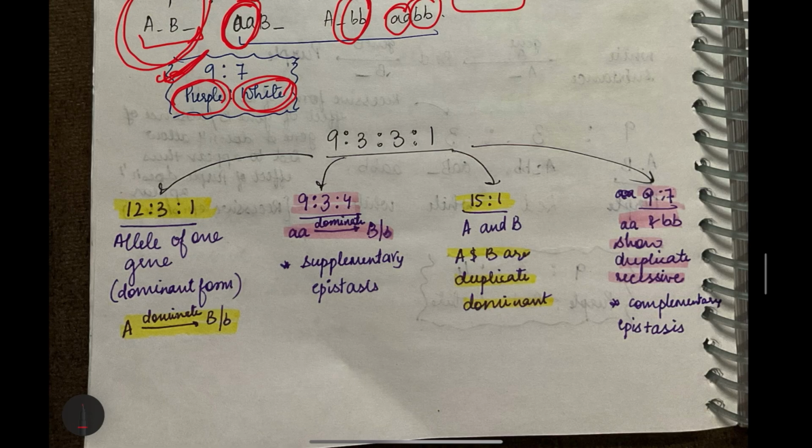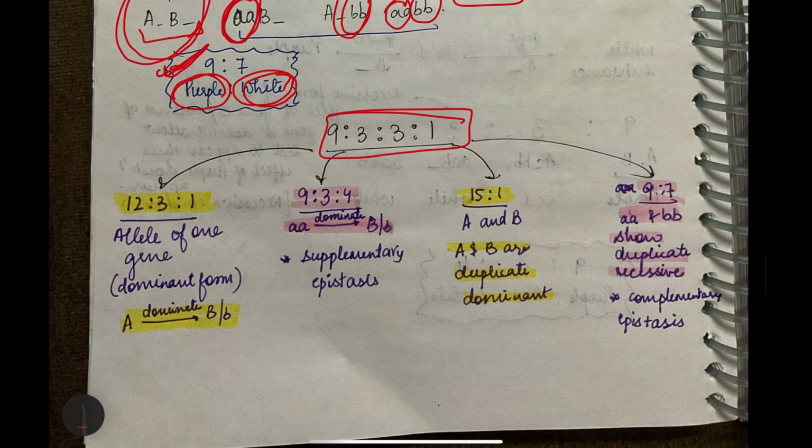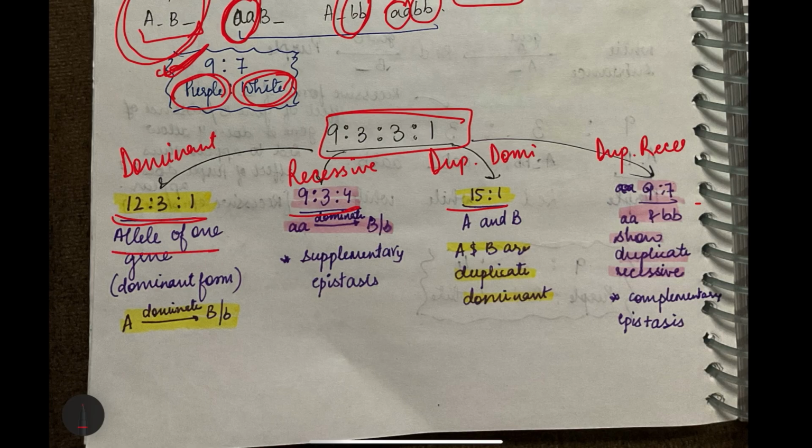Now here is a summary shot of the dihybrid ratios we have got, out of which first we have the dominant epistasis, then the recessive epistasis, then the duplicate dominant, then the duplicate recessive. These are the ratios we got, and this is where the allele of one gene dominates, small a dominates over capital B and small b, A and B.